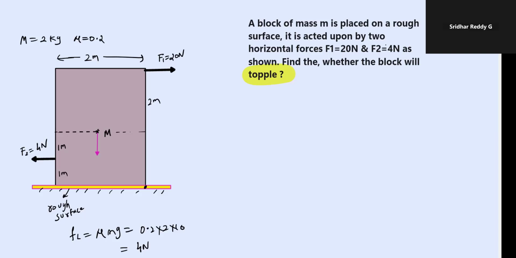So what is the applied force? The applied force is 20 Newton and 4 Newton. I think definitely greater than friction. So the block, in fact, will accelerate. It will not be at rest, it will be moving. So what is the condition of the block? The block accelerates. Now we'll check whether it will topple or not.